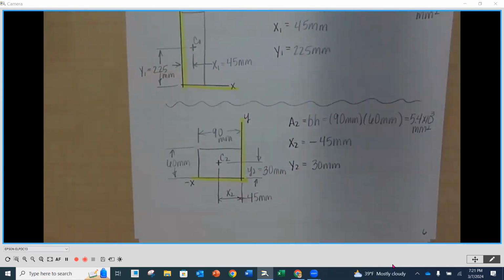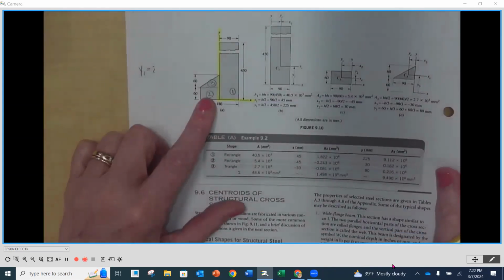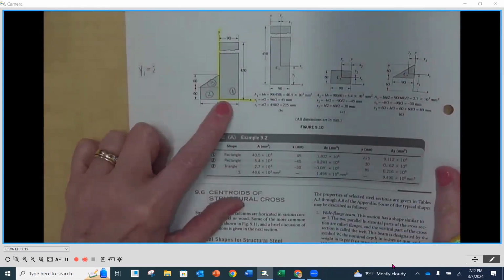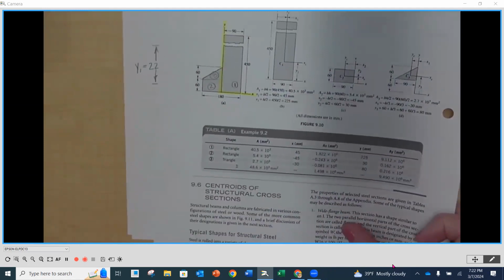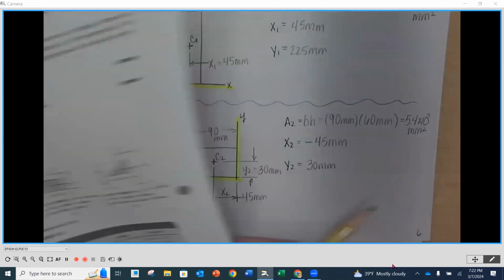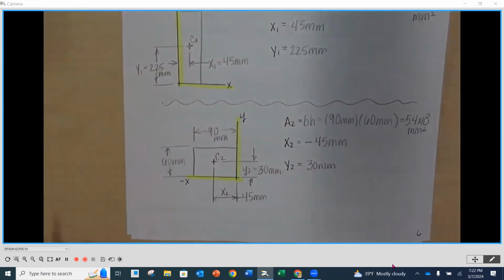Should the area be negative? No, the area is not negative because we didn't remove area. We didn't remove anything away. It's going to be a positive area to add, but the placement of its centroid is on the left-hand side of the Y axis. That's why it's negative. Good. Any other questions? I'm glad you asked that.